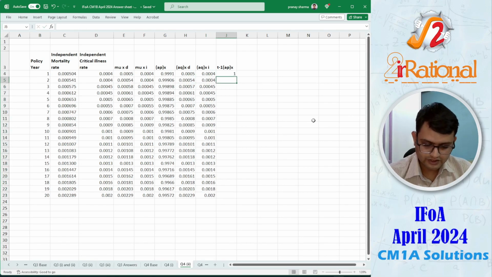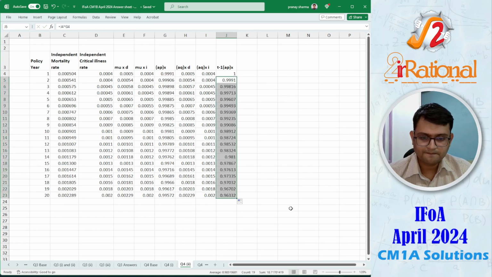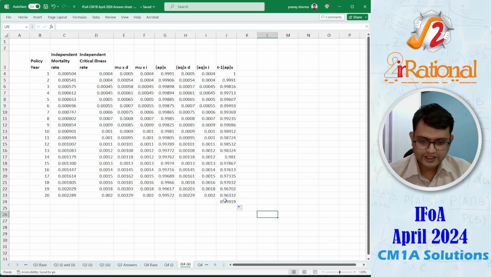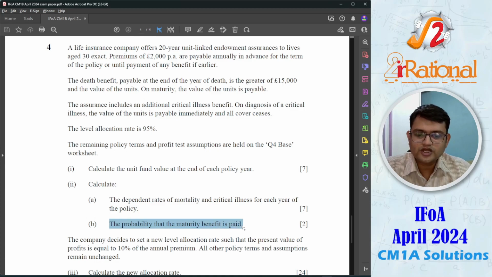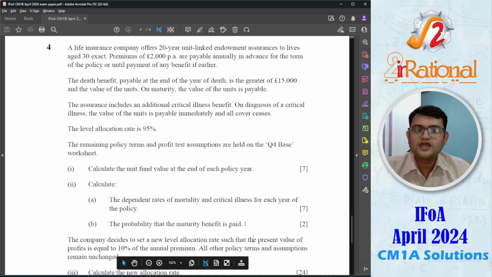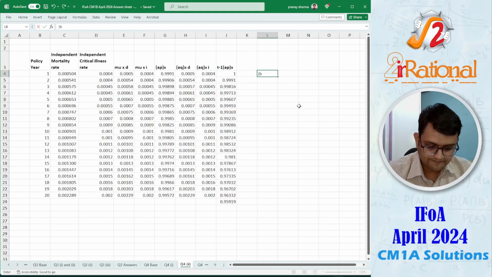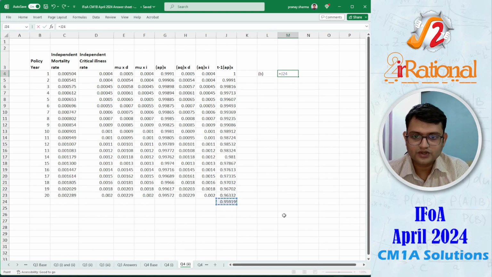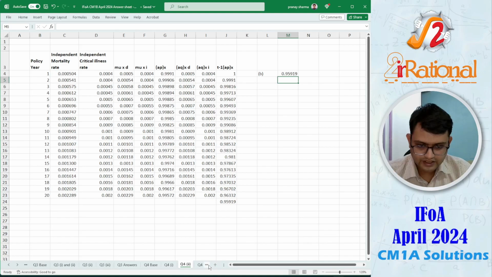And T minus 1 APX, first would be 1, then previous into probability of survival of the first year. So this is going to be T minus 1 APX, that is 19 APX. So I want 20 also, so I will go 1 year more, because that is what they have asked. Here in B, the probability that the maturity benefit is paid, that would be 20 APX. So I'll write here B, and of course I will also write that in the answer at the end.